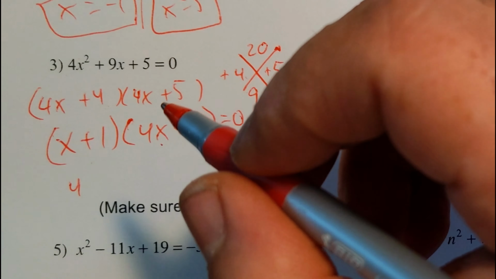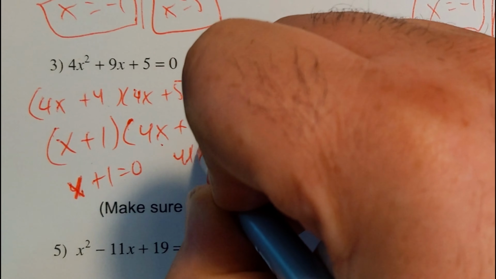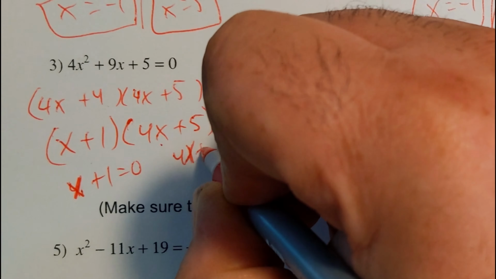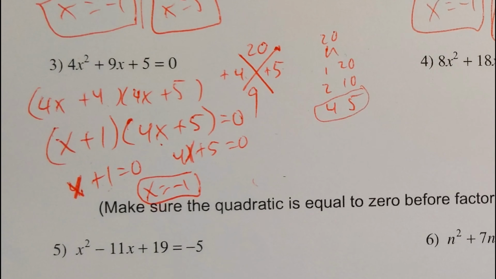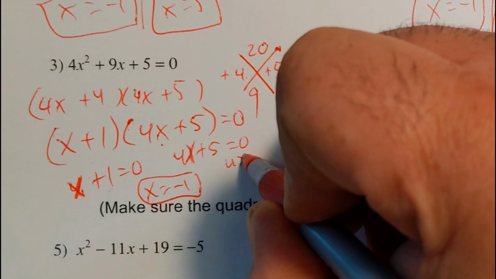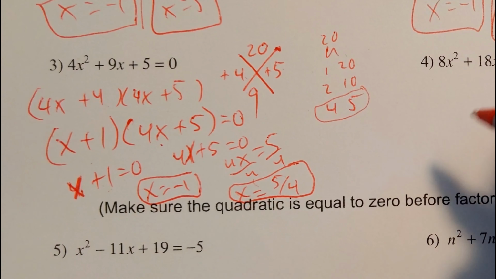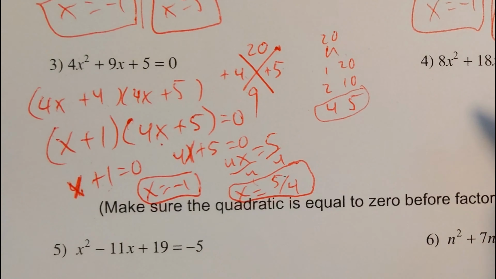Then you're going to go x plus 1 equal to 0, and 4x plus 5 equal to 0. On this one, you subtract 1, you come out with negative 1. On this one, you subtract 5, divide both sides by 4. X is 5/4, or 1 1/4, or 1.25.